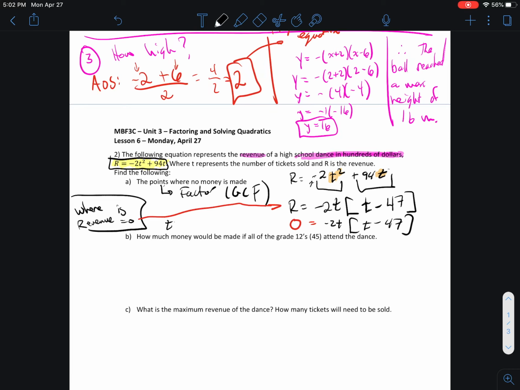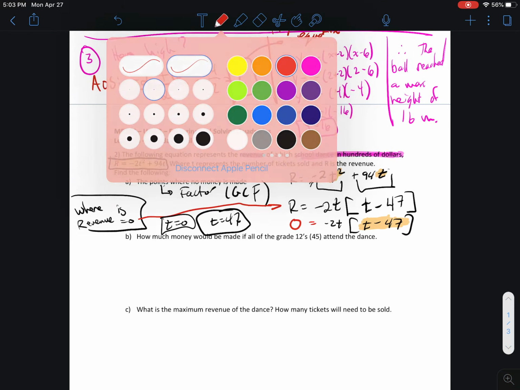Okay. So then you got to ask yourself, how do I get 0 on the right-hand side? Well, if I plugged in t equals 0, then 2 times 0 would be 0, and 0 times all of this would also be 0. So that one works, okay? The other one that would work is if t was equal to 47.